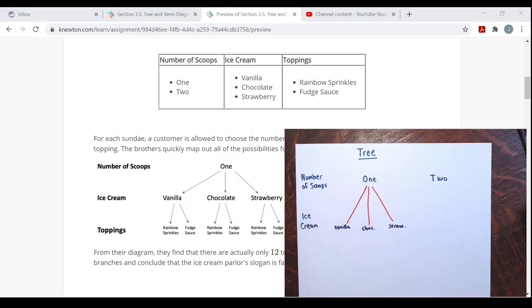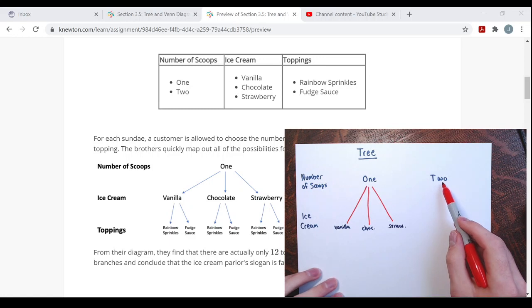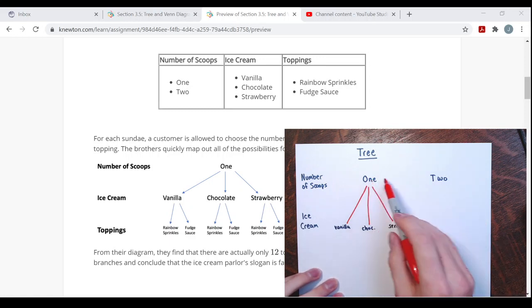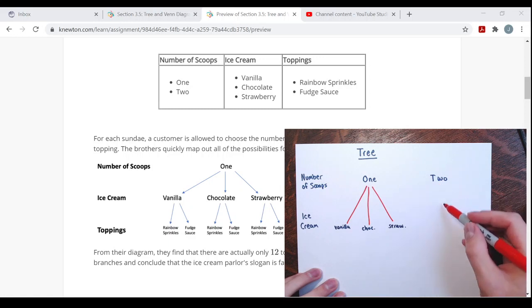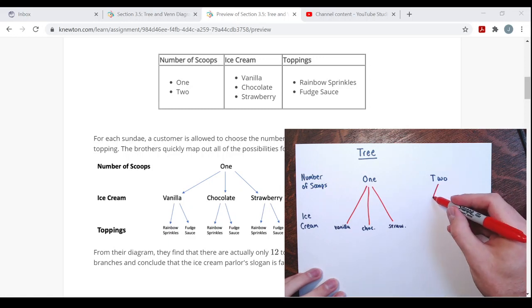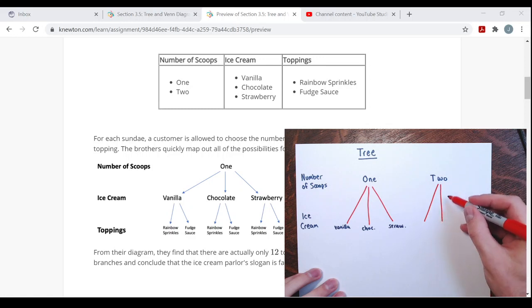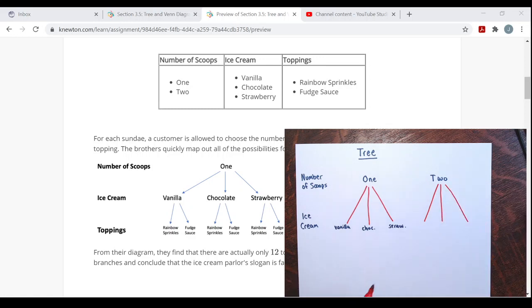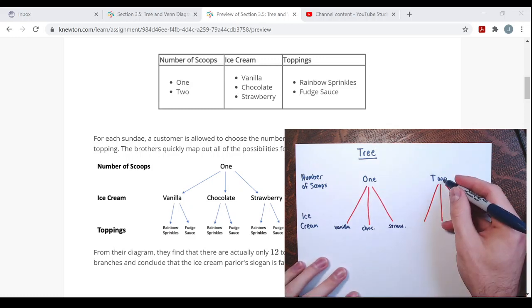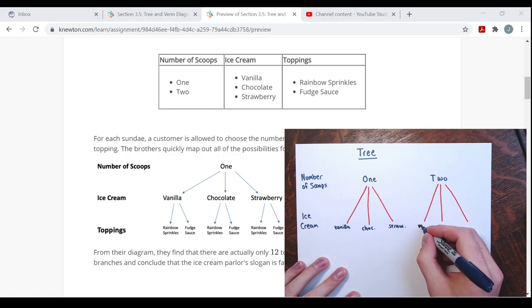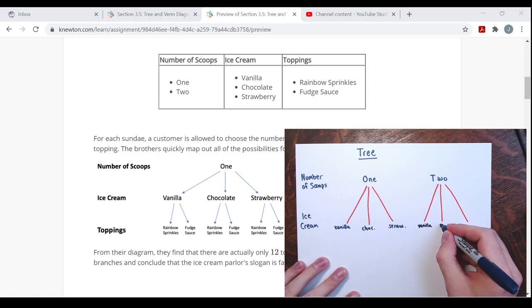But also, what if I had chosen 2 scoops? Again, every new choice takes you down new paths of the tree. If I chose 2 scoops, then what choices would I have? I would still have the same 3 choices, because you're asked to first select how many scoops, and then select what kind of ice cream you want those scoops to be, and you can only select one kind. So again, if I chose 2 scoops, I'd have the choices of vanilla, chocolate, or strawberry.